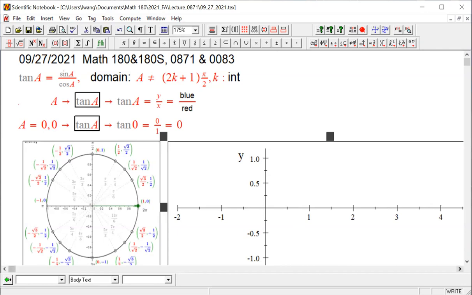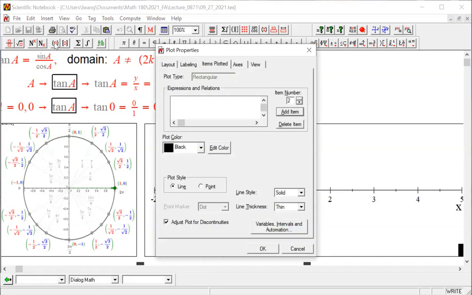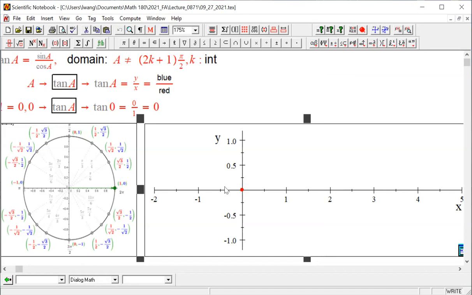So now we get a dot. We get a dot. 0 input, angle input, the ratio is 0. I'm going to put a red dot over there. Okay, so this point is (0, 0).